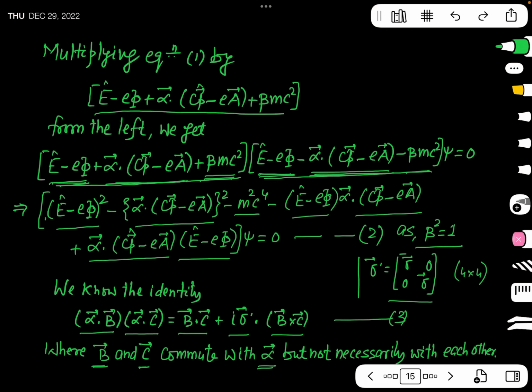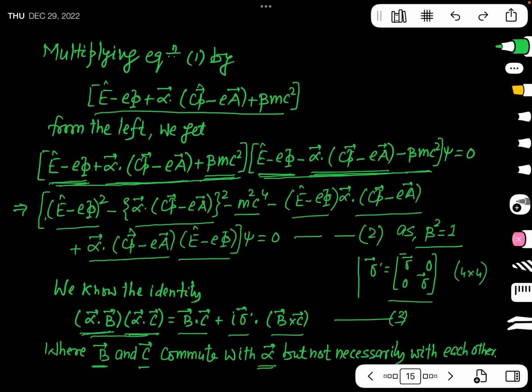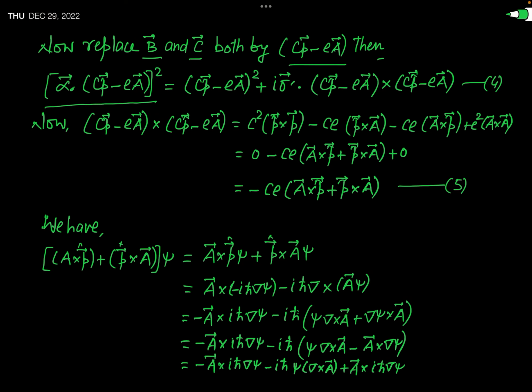What will then be this identity? You can see α·b and α·c, but you are taking b and c equal, that is equal to α·(cp minus eA) times α·(cp minus eA). Both of these factors will be the same because b and c are the same. So this will be simply (α·b) squared, but b is taken as cp minus eA. So this will be α·(cp minus eA) whole squared. Okay. So you can see I have written it here.